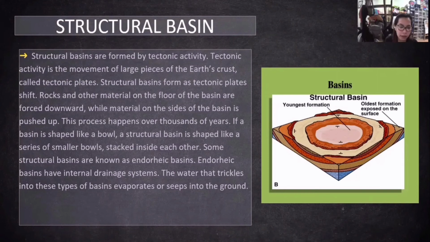Some structural basins are known as endorheic basins. Endorheic basins have internal drainage systems, which means that unlike streams, lakes, or oceans, they do not have enough water to drain. The water that trickles into these types of basins evaporates or seeps into the ground.